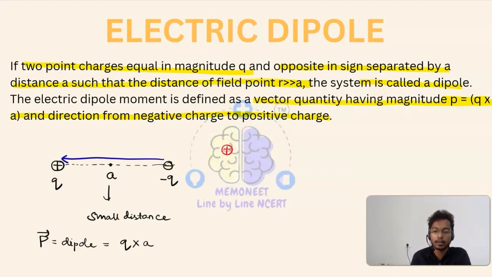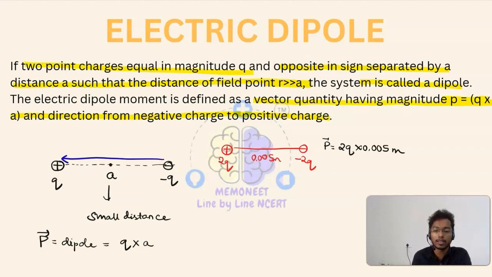Plus 2q and here minus 2q, and the distance between them is, say, 5 centimeter. Not 5 centimeter, let's say it is 5 millimeter, that is 0.005 meter. So what will be the dipole moment? We can write p equals 2q into 0.005 meter, and in which direction is it?